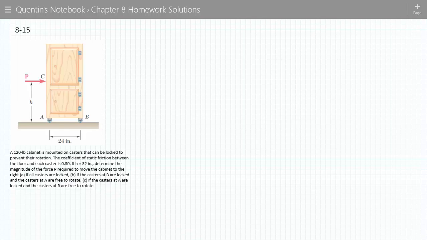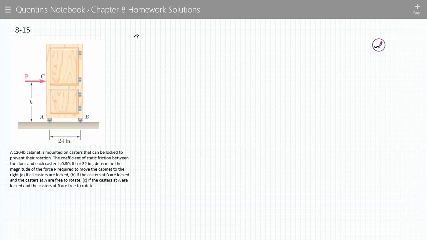if you have three conditions. A, all casters are locked. Okay, I'm going to abbreviate that: four-wheel brakes. Part B, if the casters at B are locked and the casters at A are free to rotate, in other words, front brakes. And C, if the casters at A are locked and the casters at B are free to rotate, or back brakes. Okay, so let's start with A.